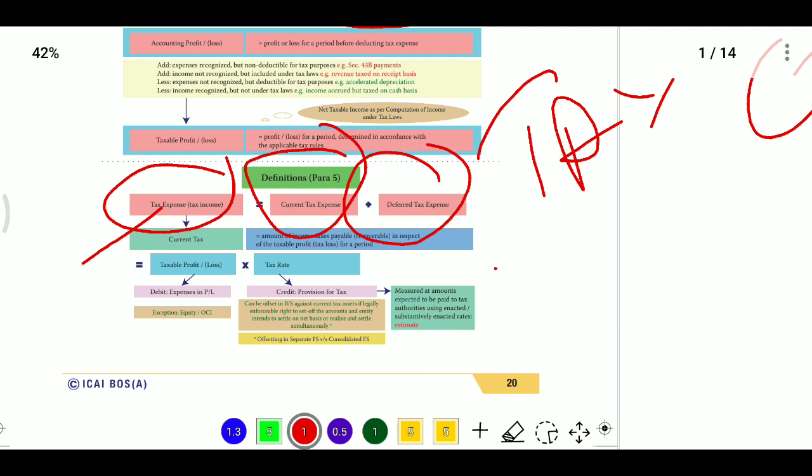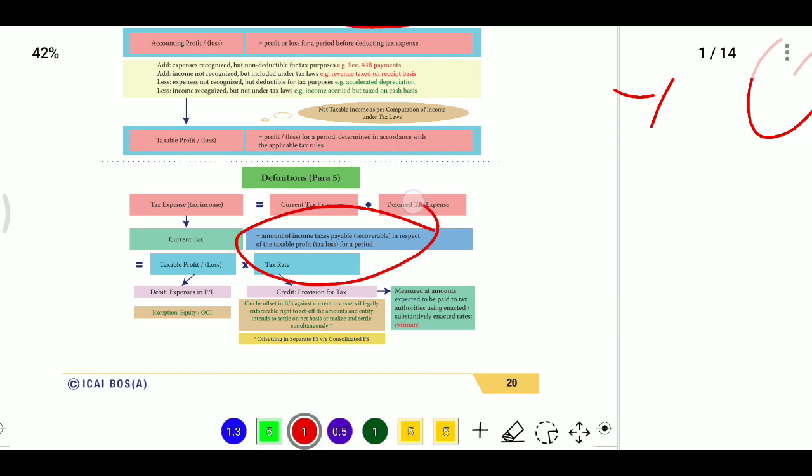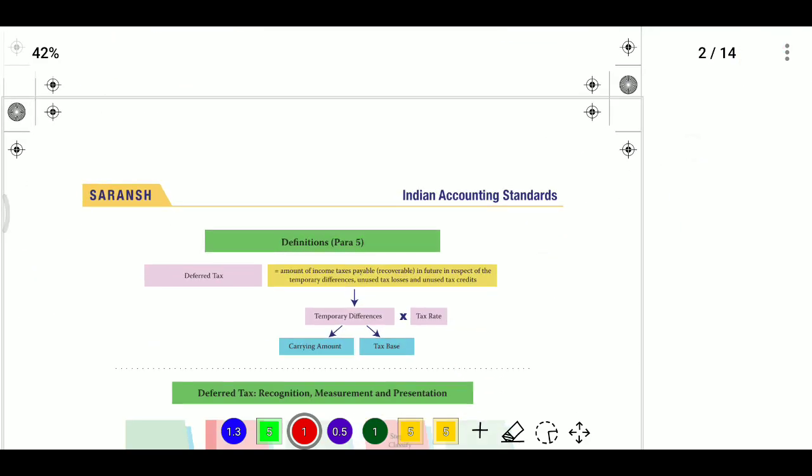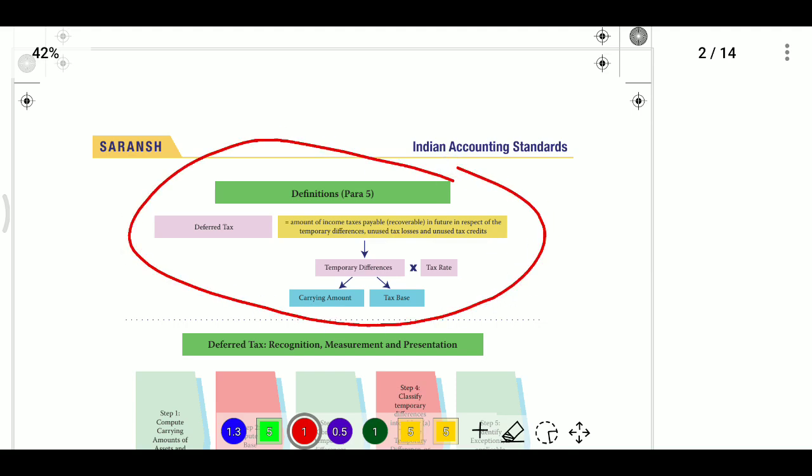Now current tax expense is the amount of tax payable on profits calculated as per the Income Tax Act for that period, that is current tax. Now what does deferred tax mean? Here we are adding or deducting an amount. Deferred tax means simply a temporary saving in tax or payment of some additional tax due to a temporary difference between the carrying amount and the tax basis.